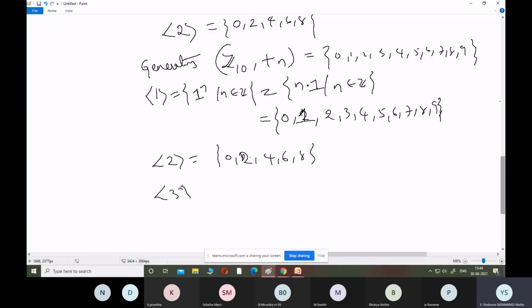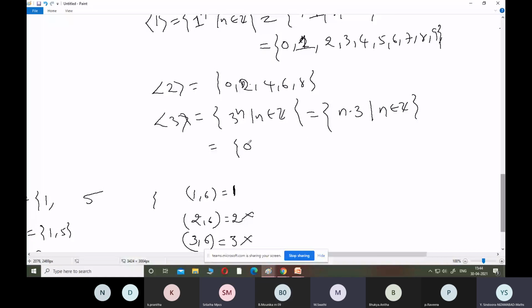In the same way, what is the cyclic group of 3? It is 3 power n such that n belongs to Z. But always remember, here we are talking with respect to addition. So 3 power n will become n into 3, such that n belongs to Z. Now, tell me what are the elements of the cyclic group of 3?